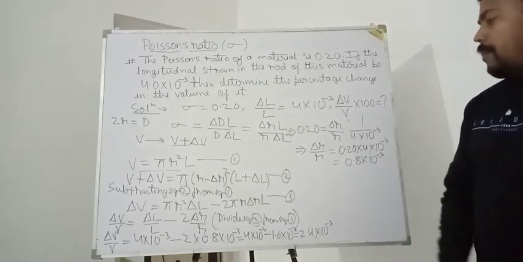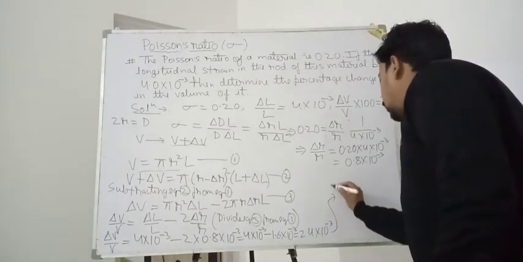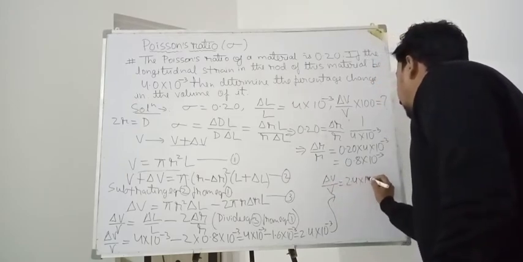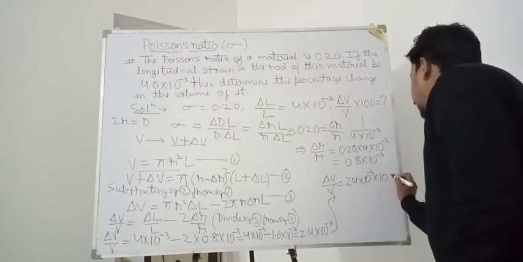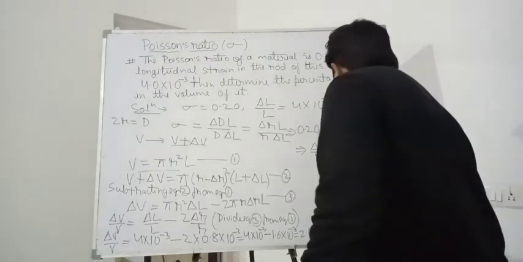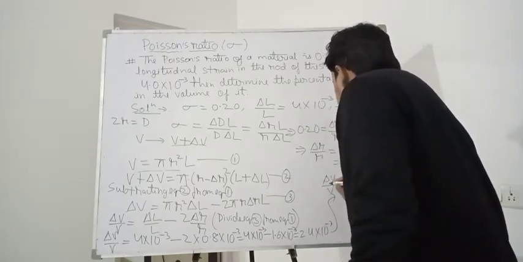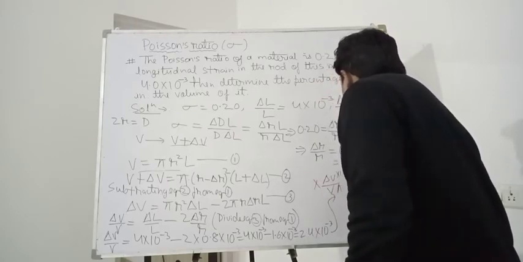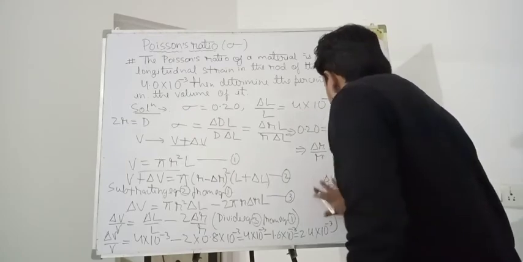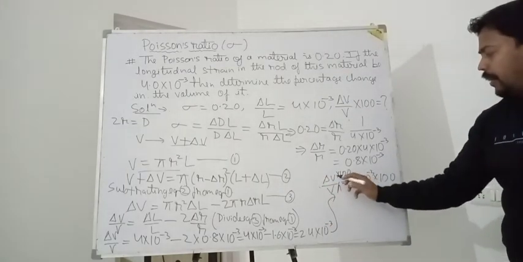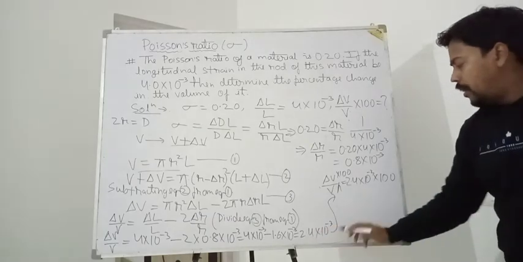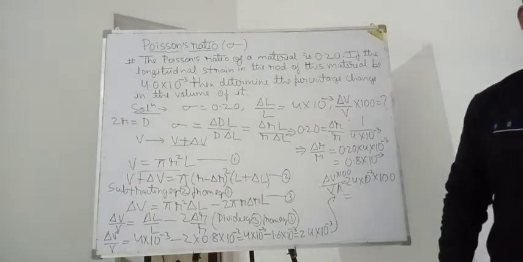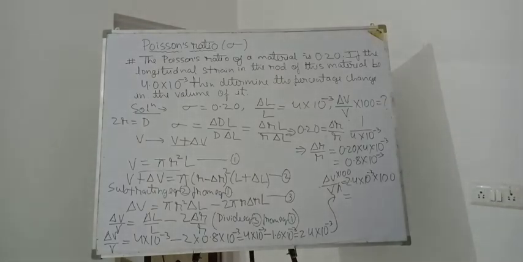So what we do, we simply multiply it by 100 for percentage. So delta V upon V will be equal to 2.4 into 10 to the power minus 3 into 100. Simply I say here, into 100 is equal to this much. That is, delta V upon V into 100 will be equal to this numerical value into 100. Okay, so now how much will we be getting? We will be getting the value which comes out to be how much?